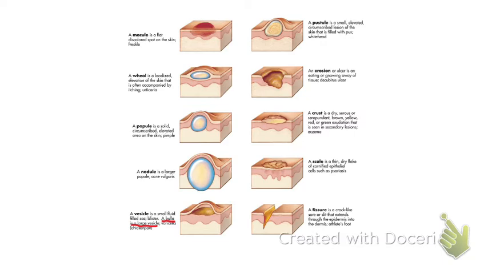Oftentimes, fungal infections of the skin will be scaly. And a fissure is a crack-like sore or slit that extends through the epidermis into the dermis. So when someone has a really bad fungal infection, the skin can actually crack, like athlete's foot.